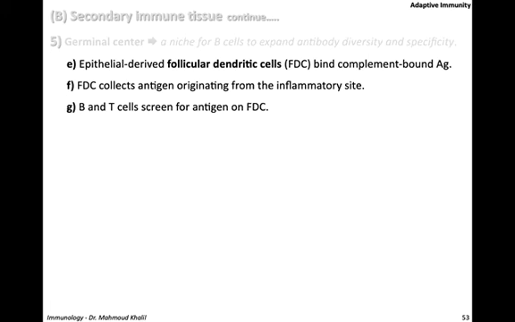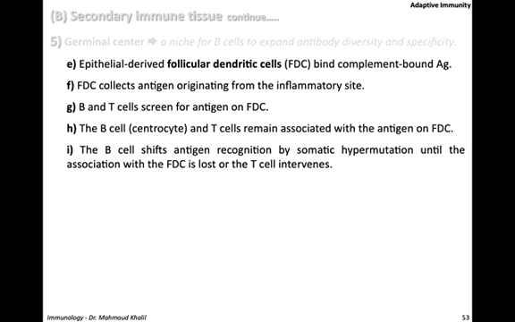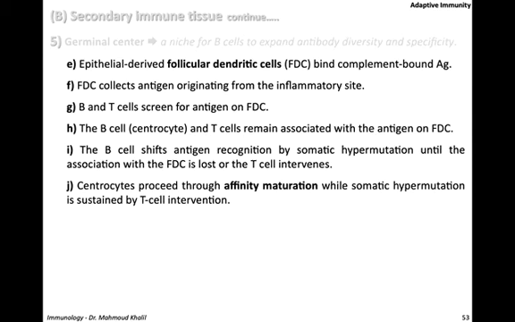So in this germinal center, the B and T cells, because they are naive, start to screen for the antigen on these antigen-presenting cells, the FDCs. The B cells, which are actually the centrocytes, and T cells remain associated with this antigen on the FDC. And the B cells shift antigen recognition, as we said, by somatic hypermutation. They start to shift until the association with the FDC is lost or the T cell intervenes. That means it has managed to do the correct somatic mutation to bind to the antigen.